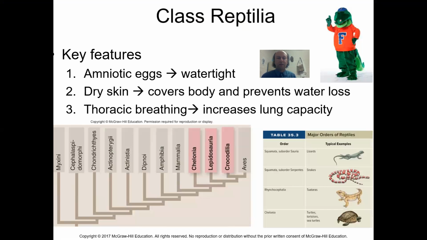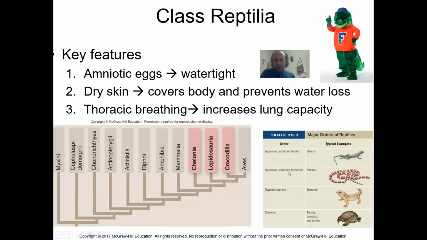And why is that more effective? Because it's going to increase the lung capacity. Lungs are going to be bigger. So that's why reptiles could also be quite bigger. And we have different orders of reptiles. We're going to see most of the orders, but what are the reptiles that are alive today? The reptiles that are alive today include the Squamata, in the suborder Sauria. We have here the lizards.